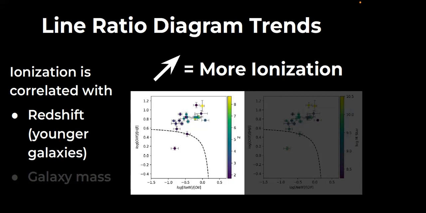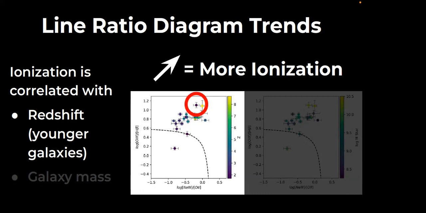Now, for reference, the dotted black line shows the amount of ionization that we see in galaxies in the local universe. In particular, I colored this plot such that the yellower a point is, the higher redshift it is, and the bluer a point is, the lower redshift it is. So yellower galaxies are younger and bluer galaxies are older. And we see a very nice trend between the level of ionization in a galaxy and its age or redshift, which implies that younger galaxies are forming stars at a higher rate.